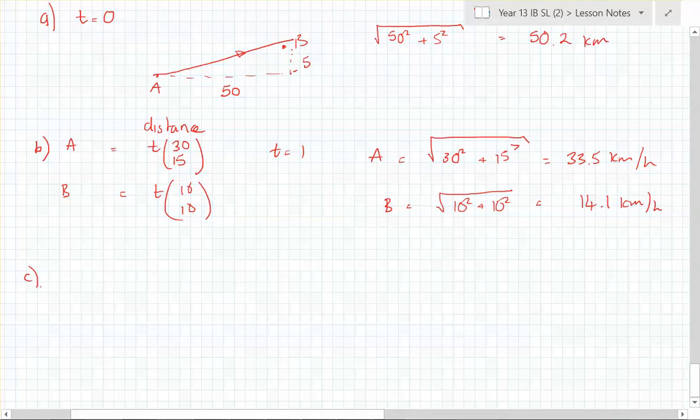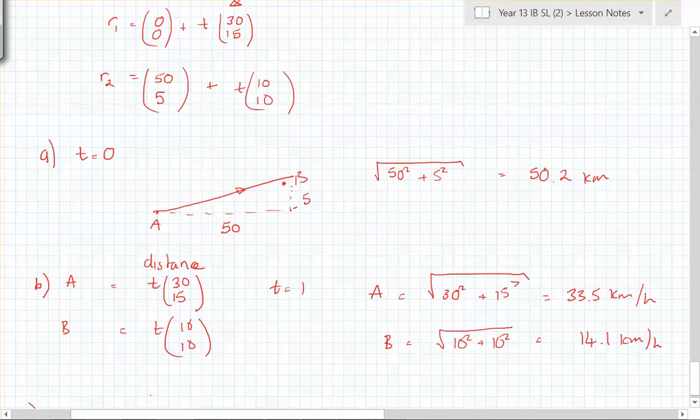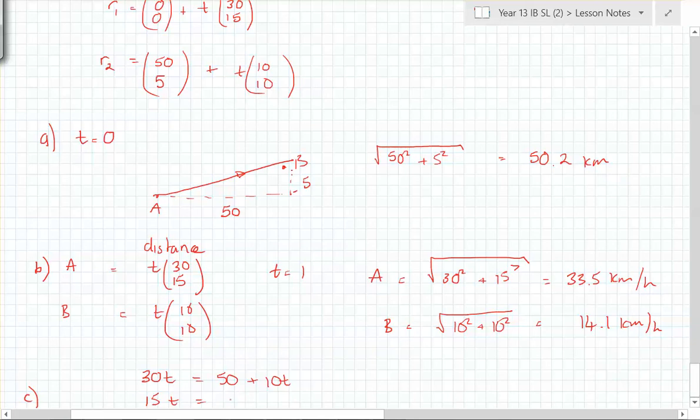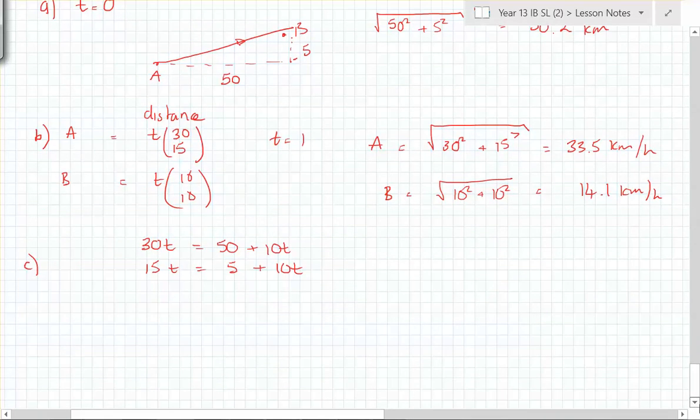Finally then, we've just got to work out, are the boats in danger of colliding if one of the boats does not change course? So what are we looking for again? The intersection of 2 points. So going back to the initial equations, we've got 30t should equal 50 plus 10t, and then we've got 15t should equal 5 plus 10t, and this, maybe you haven't come across this yet.